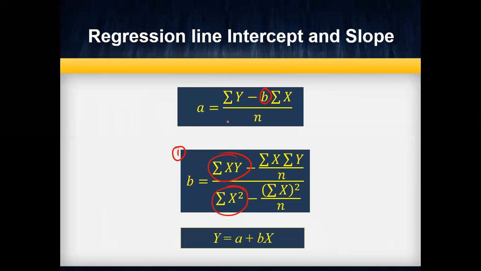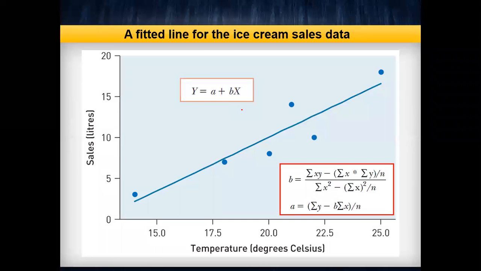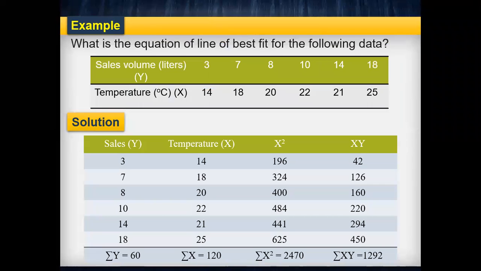So the rest of the things are simple to calculate. Let us go to the question and solve it. Here we have the same question, the sales volume of ice cream and the temperature. This is X and this is Y. The important thing is that before starting you have to fix X and Y, which is the independent variable and which is the dependent. This is the first important thing you have to consider before starting the questions.